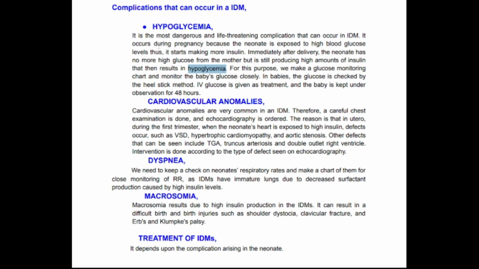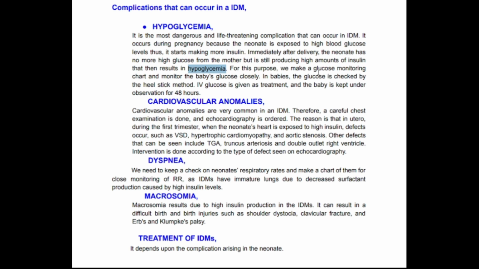It occurs because during pregnancy the neonate is exposed to high blood glucose levels, so it starts making more insulin. Immediately after delivery, the baby is still producing high amounts of insulin, but the mother's glucose is absent now, so the high amounts of insulin cause hypoglycemia.